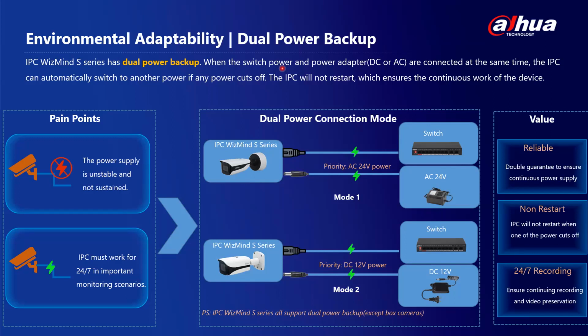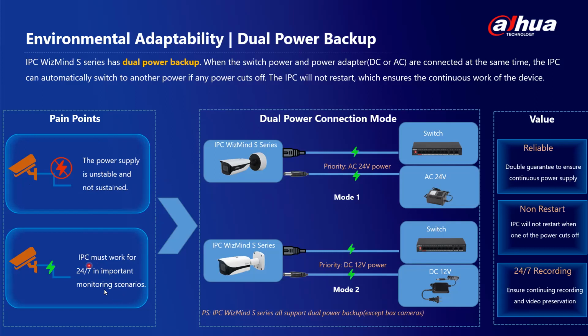So the challenges, we have them here. Let's say, for example, the power supply is unstable and is not suitable to power up the device. Maybe again, we need to support the device to keep on being powered up. Then we have, for example, the IPC must work for 24 hours in important monitoring scenarios. Where we need the IPCs to keep on running 24 hours to capture those important scenarios, it becomes difficult because when the power is cut off, the camera could not capture any kind of scenes.